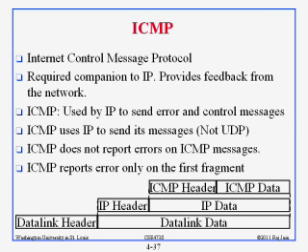ICMP reports errors only on the first fragment. So if you have fragmented data and you lose 3 fragments out of 5, you will get only 1 error message.